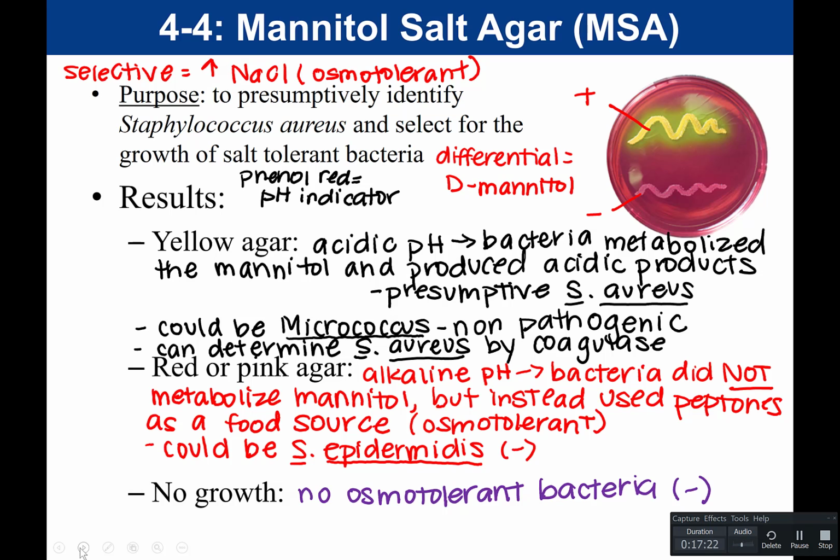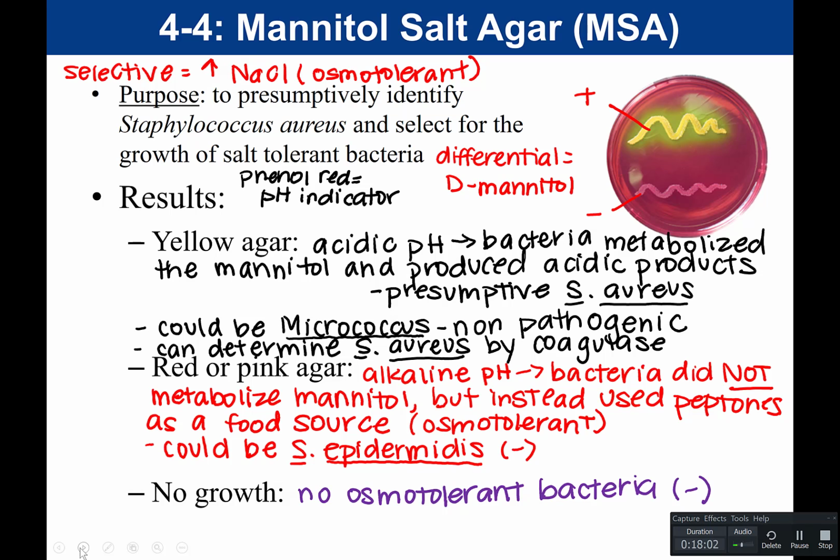Now, as a control, if I swab my nasal passage and I streak on an MSA plate and I get no growth on my plate, can I say that there's no bacteria in my nasal passage? Answer is no, right? Because the only thing that can grow on that plate is bacteria that's osmotolerant. So as a control, I could also take a swab and swab it on a nutrient agar plate, because nutrient agar is going to allow lots of different types of bacteria to grow. There aren't selective ingredients.